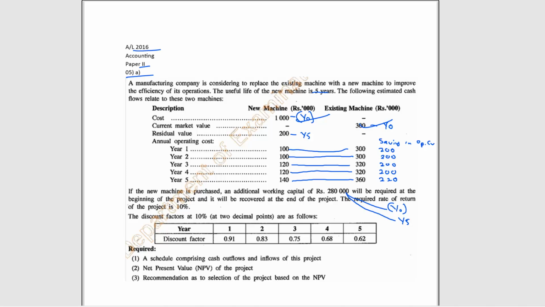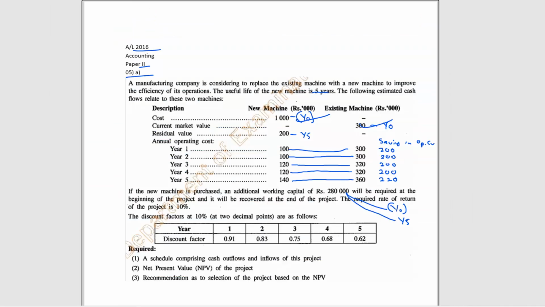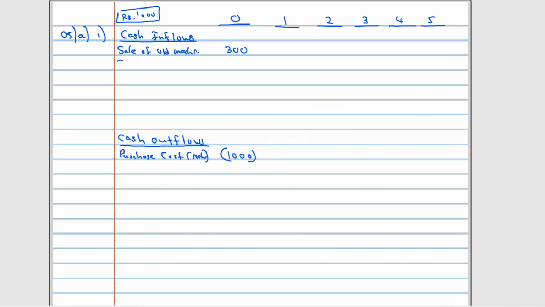And next one, residual value of the new asset. After using the asset for 5 years, the new asset you can sell for 200,000. So residual value of the new asset after 5 years we can sell it for how much? 200,000. So it's going to be an inflow.